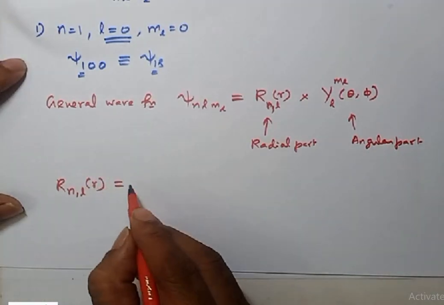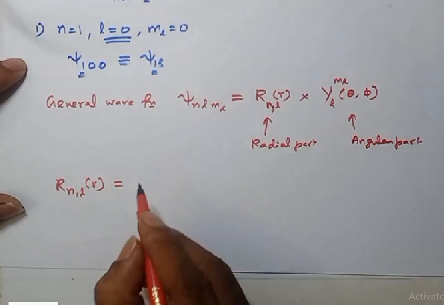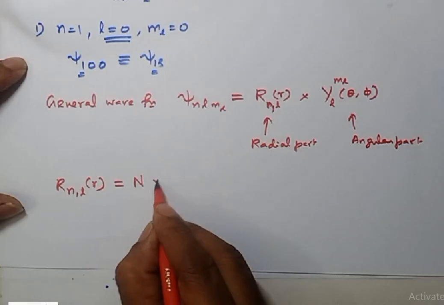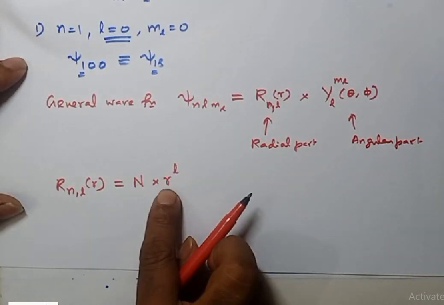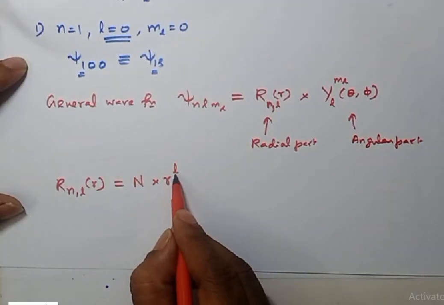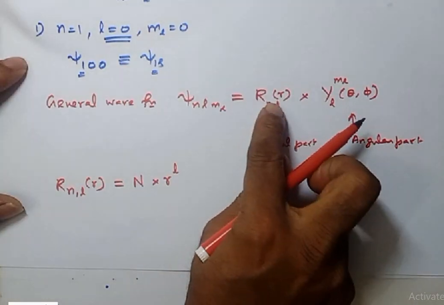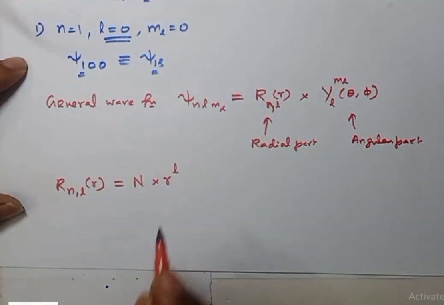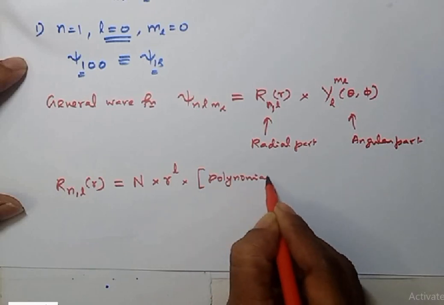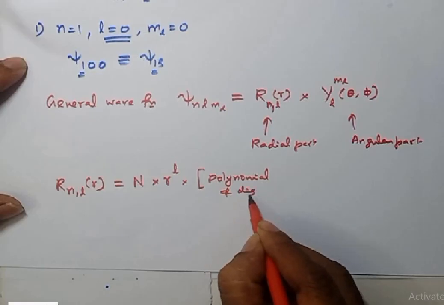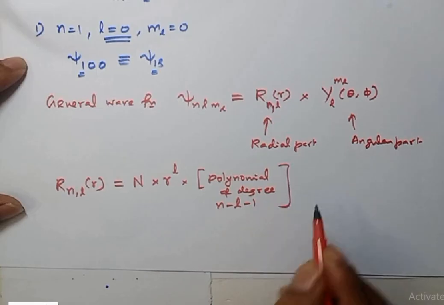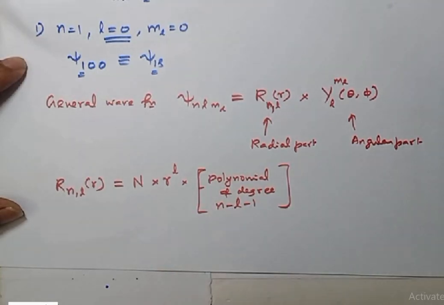Observe carefully. We have to include some normalization constant, let me call it N, times r to the power L. R is the radius, the distance between the nucleus and the electron, and L is the azimuthal quantum number, because the radial part of the wave function depends on n as well as L. Times a polynomial of degree n minus L minus 1.